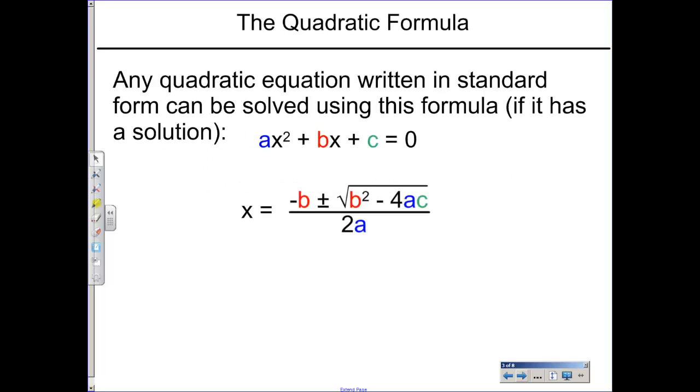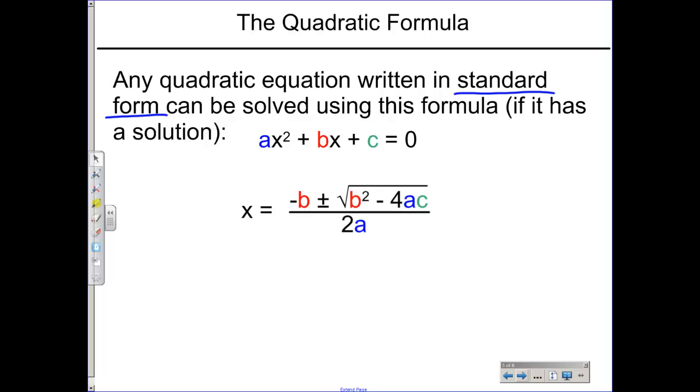First thing is, what is the quadratic formula? Well, you can see it right here in front of you, but one thing you want to understand about it is that any quadratic equation that's written in standard form, and this is kind of key, it's got to be in standard form before this formula will actually work. It can be solved using this formula if there is a solution.